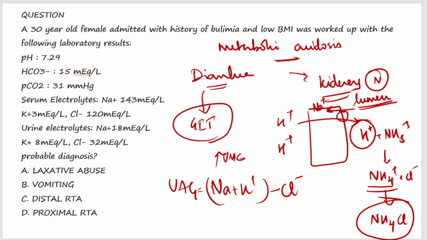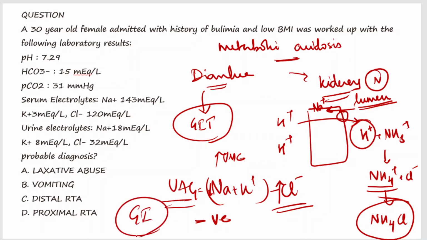In response to that, your sodium levels will be decreased. Your chloride levels will also be increased, because as ammonium chloride, your H plus is excreted. So if the chloride ions are increased and sodium and potassium ions are decreased, then what happens? The urinary anion gap will get a negative value. This is the reason why in a gut or GI cause, you get a negative urinary anion gap.